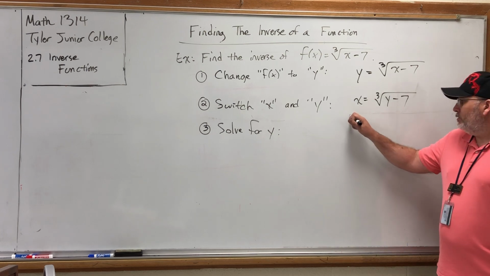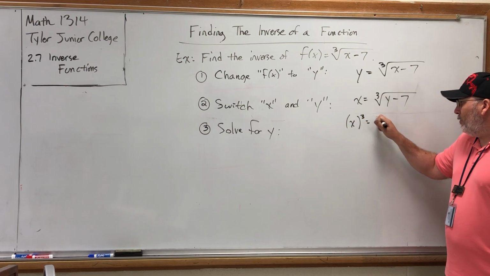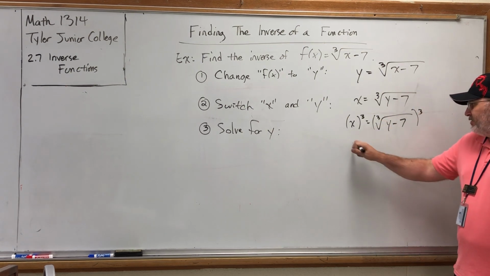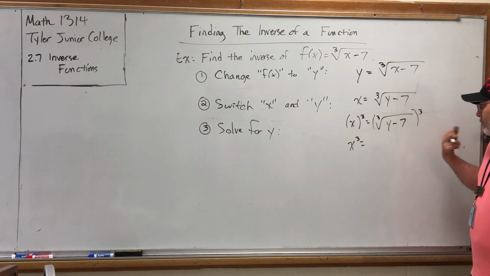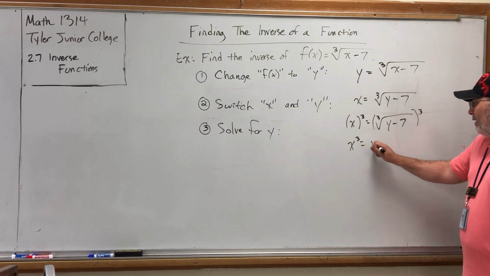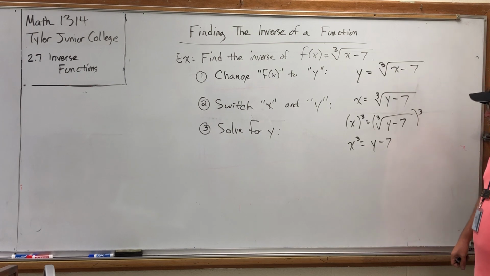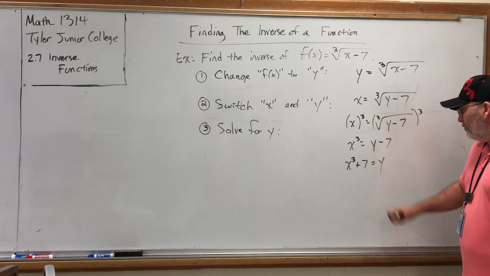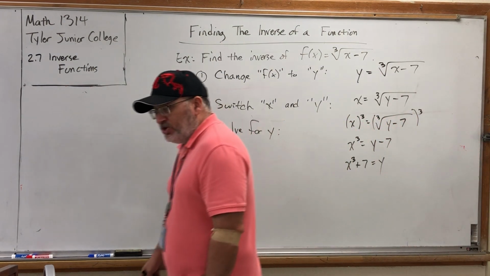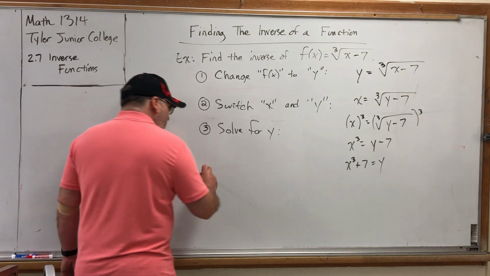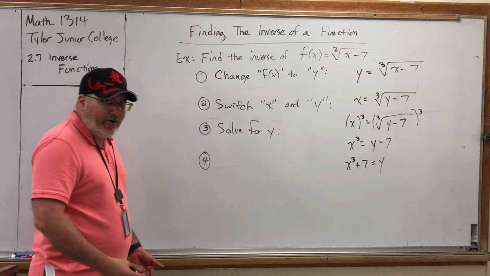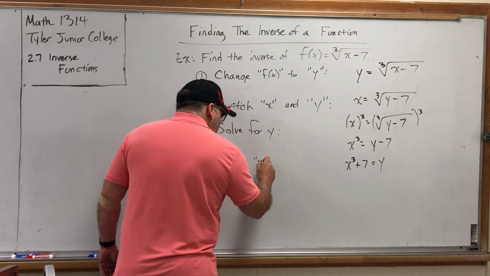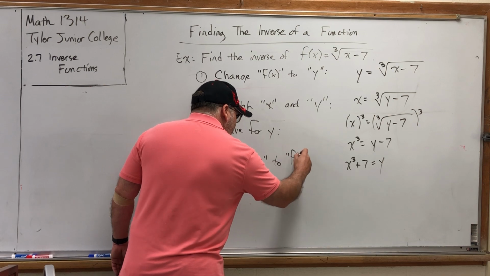And to get rid of a cube root, you raise both sides of the equation to the third power, which will give us an x to the third power on the left. And on the right, the cube and cube root cancel, leaving y minus 7. And now it's easy to solve. Just add 7 to both sides. So x to the third power plus 7 is equal to y. At this juncture, you practically have your inverse function, but we should actually state that we have the inverse function. So we're going to change y to f inverse of x.